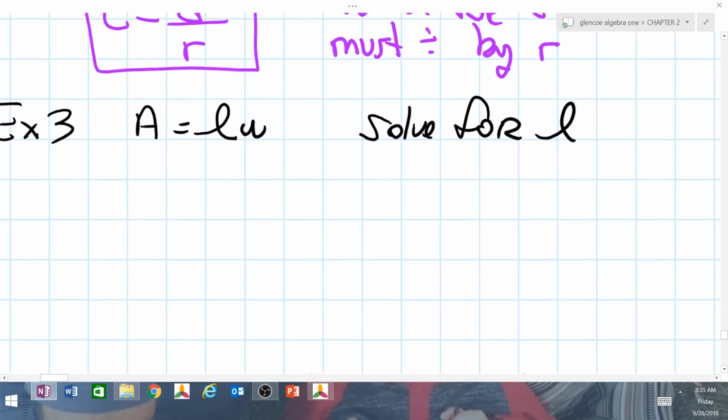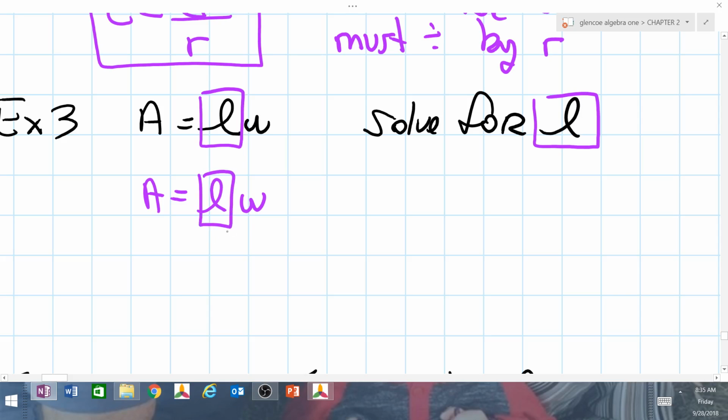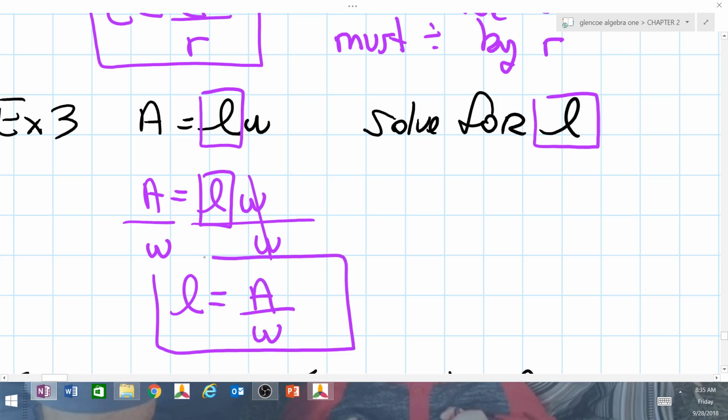The next one is area equals length times width. And I would like for you to solve for L. So I'm going to leave you to do that problem, and I will freeze the screen and I will work it while you're working it as well. When you're done, please show a friend your new formula.